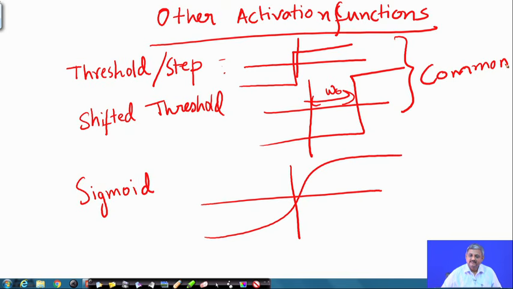Okay. So, I hope the overall architecture, so to say, the function is clear. Next class we will talk about how to tune the weights to perform a task.